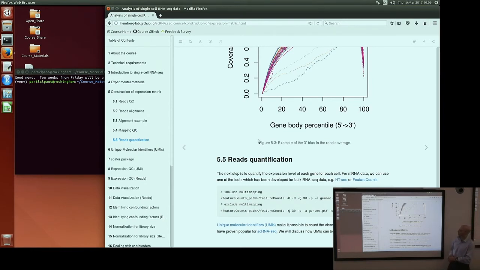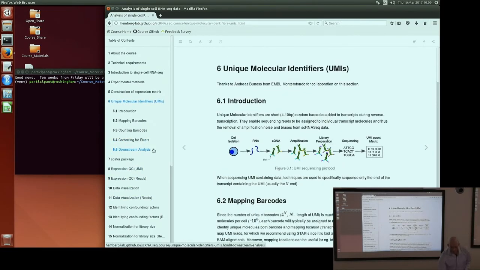And now we're going to be spending quite a lot of time asking how we can properly do QC and normalization on this expression matrix. So as I mentioned before, we have this feature called unique molecular identifiers, or UMIs, which are essentially a short barcode. Typically, people use 4 to 10 base pairs.